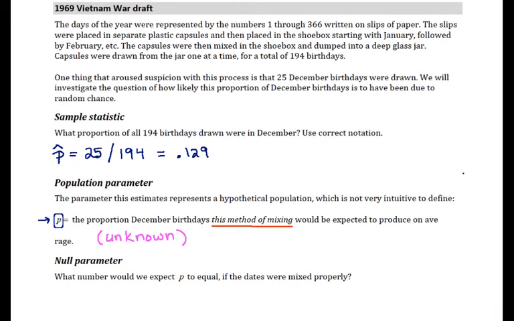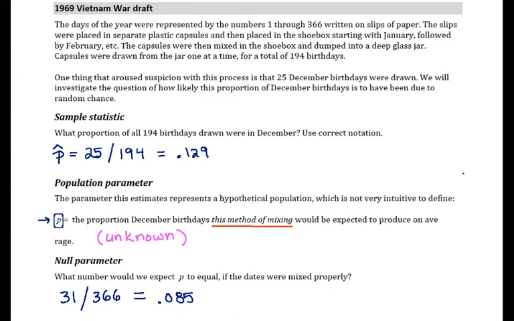So we get to what we call the null parameter. This name will make a little bit more sense after we state hypotheses. That's what number we would expect p to equal if the dates were mixed properly. Now, if the dates were mixed properly, then we would figure there's 31 days in December. There were 366 days total. We should get this same proportion drawn for December on average, right? This comes out to be about 0.085, by the way.